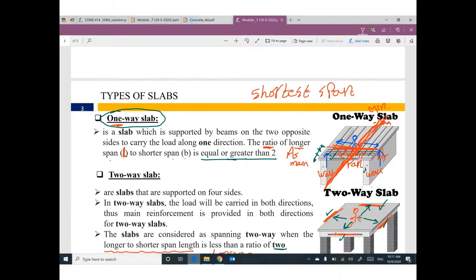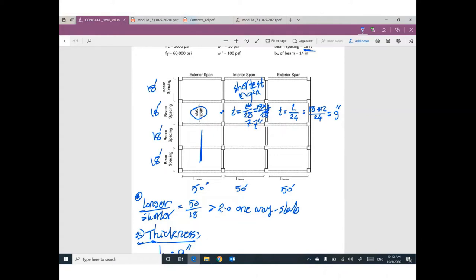So for one way slab, we have one direction called the main direction, the shortest direction, with main steel reinforcement, and the other direction is nothing. I will put minimum reinforcement. I will not pay attention to this direction. I will forget it. So your main span will be in this direction, which is the shortest direction. If you are sitting at this location, your load will be moved to this side and this side. That's it. So your span L will be 18 feet. This span will be used to figure out which thickness I'm going to use.